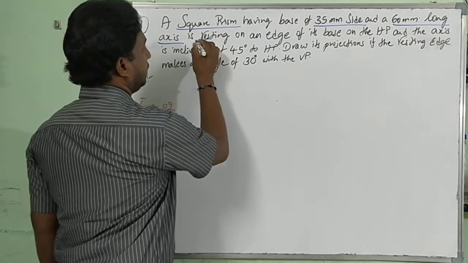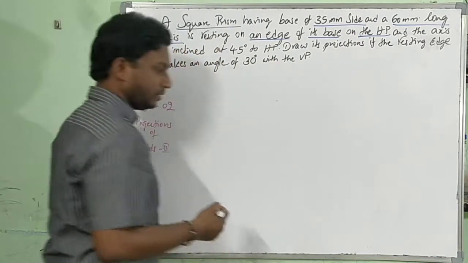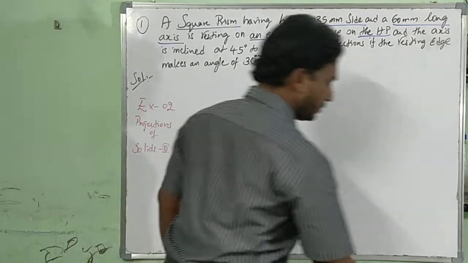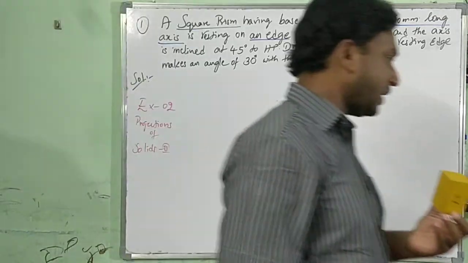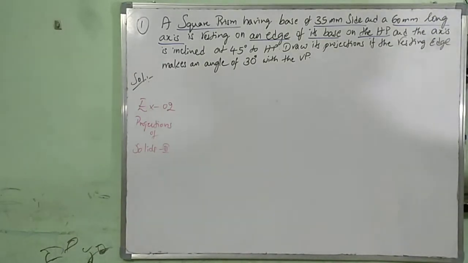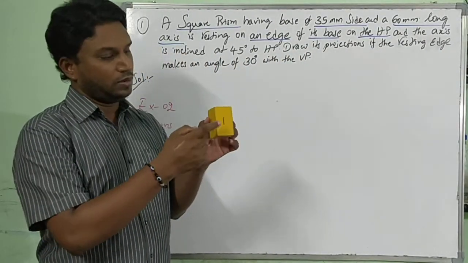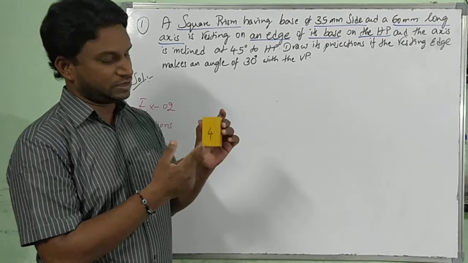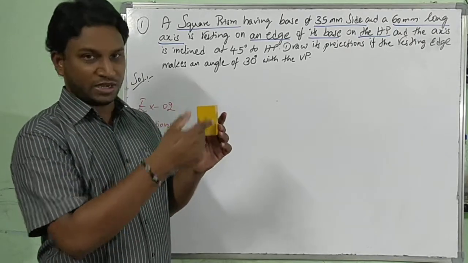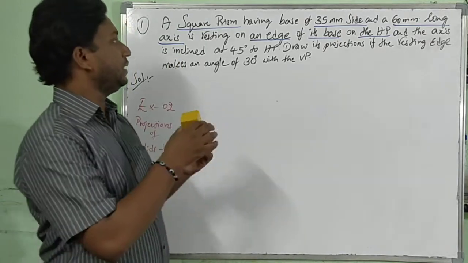Now the position is resting on an edge of its base on the HP. Let me show the square prism here for you. This is a square prism. How many edges will it have? The base will be a square. A square has 4 sides, nothing but 4 edges. Square prism, base square: 1, 2, 3, 4 edges, 4 vertical edges, 4 rectangular faces.